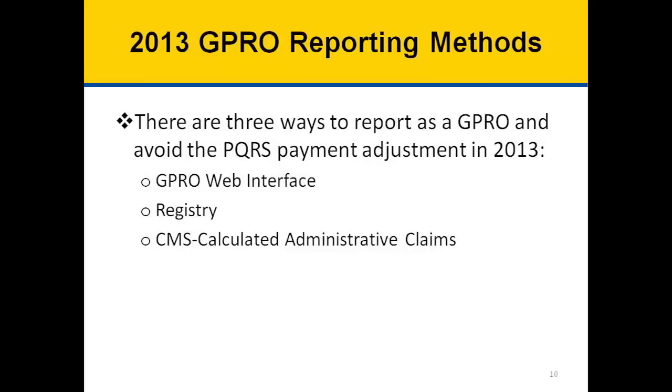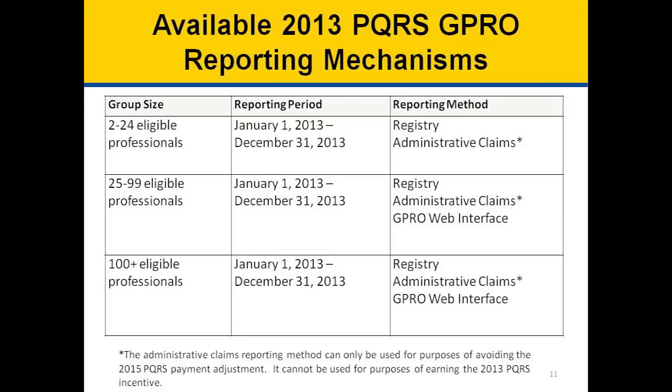2013 GPRO reporting methods. There are 3 ways to report as a GPRO and avoid the PQRS payment adjustment in 2013: GPRO Web Interface, Registry, or CMS Calculated Administrative Claims. Available 2013 PQRS GPRO reporting mechanisms. If your group size is between 2 and 24 eligible professionals for the reporting period January 1 through December 31, 2013, you can use either the Registry or Administrative Claims reporting method.